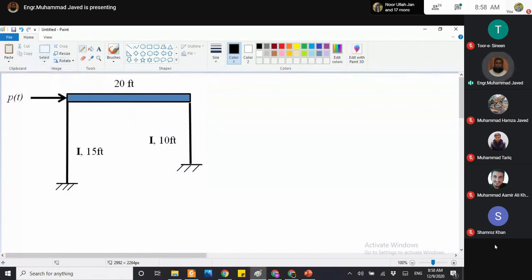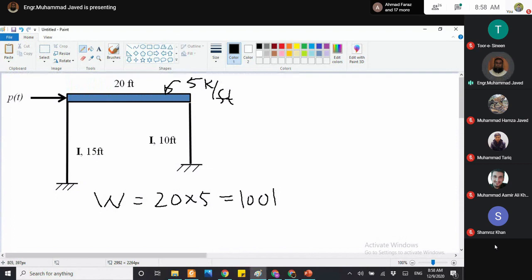But first let's calculate the total weight acting on the beam. The intensity of UDL is 5 kip per foot. The total weight will be 20 into 5, 100 kip.